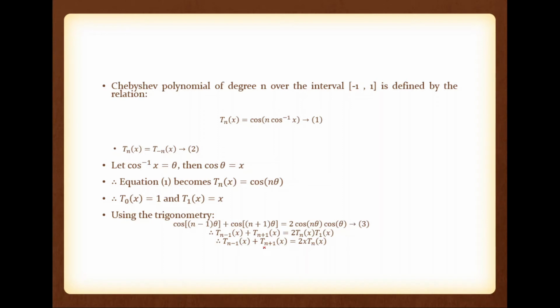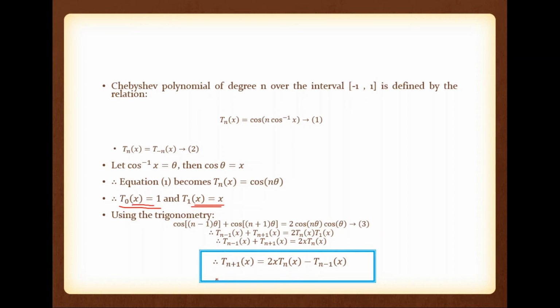So we can write Tn plus 1 of x is equal to 2x Tn of x minus Tn minus 1 of x. Please note, this is a very important polynomial. You have to remember three terms. T0 of x is equal to 1, T1 of x is equal to x. Then by using this equation, you can derive the remaining equations.